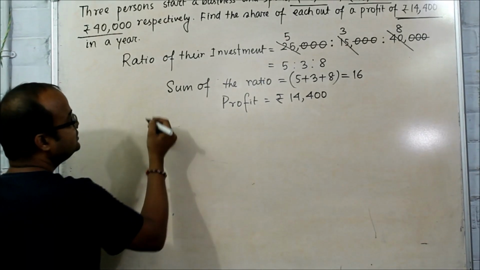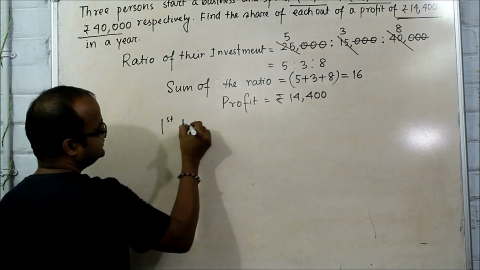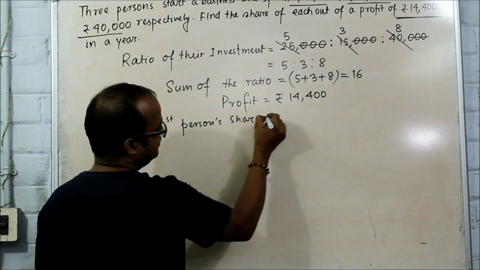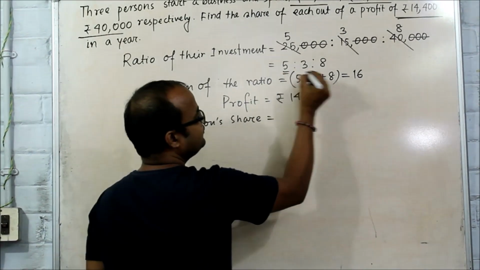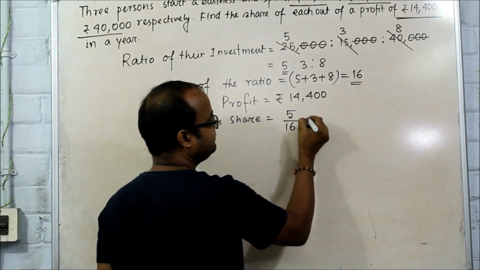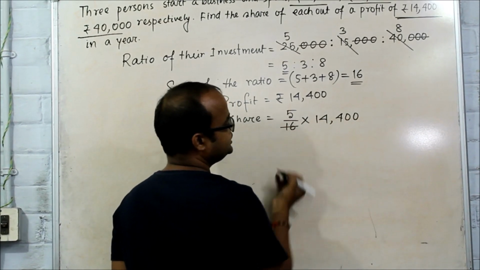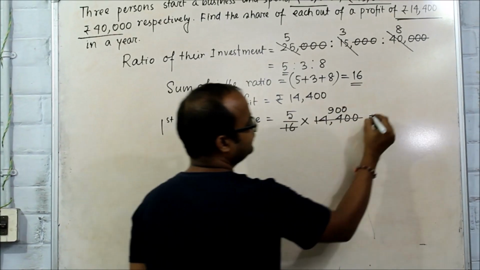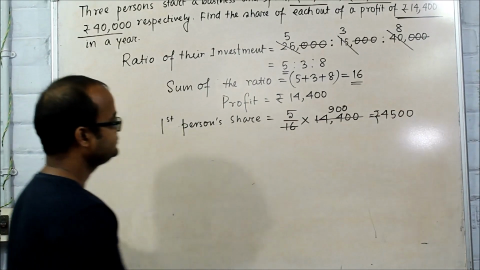Clear? So you can write the first person's share. How much will he get? His part is 5 by 16, 5 by the sum of the ratio, multiplied by 14,400. 16 into 900 is 14,400, so you get 5 times 900, which is 4500 rupees.